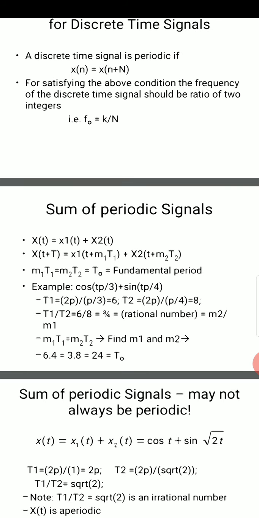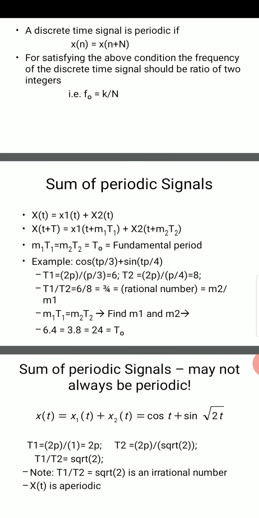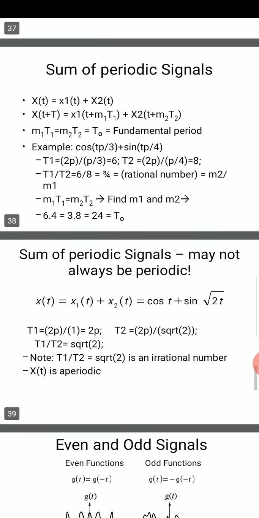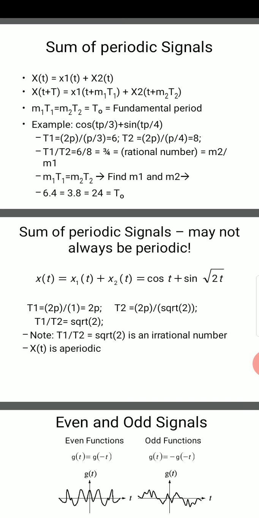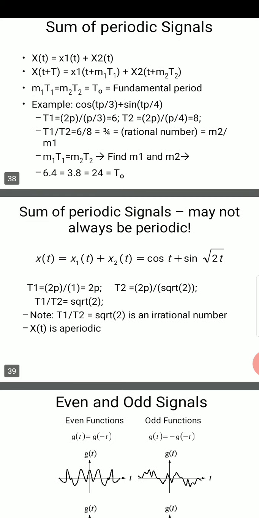The sum of periodic signals may not always be periodic. It is not the case that all signals are periodic. How do we identify a non-periodic signal? Then x(t) equals x1(t) plus x2(t), that is cos t plus sin root 2 t. T1 is 2 pi by 1, and T2 is 2 pi by square root of 2. T1 by T2 is square root of 2. Note that square root of 2 is an irrational number.